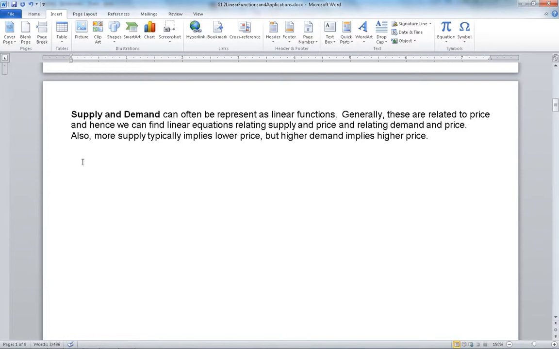Now typically more supply implies lower price and higher demand implies higher price and all this stuff. But you want to be careful because price ends up being plotted on the y-axis, so you have to be careful with how you read the graphs. So don't get tripped up by the notation.